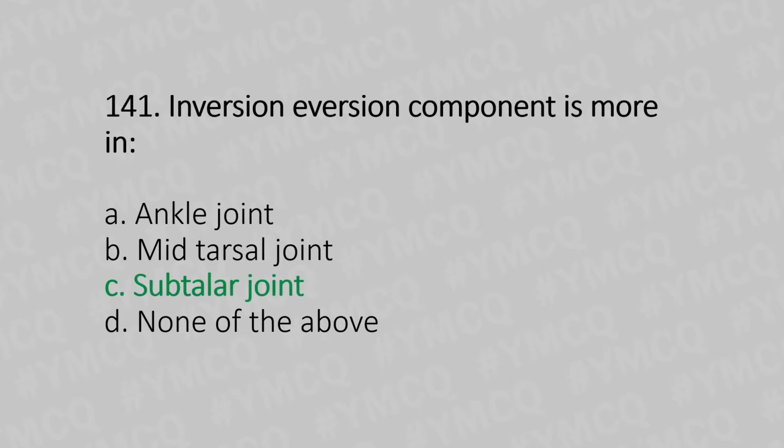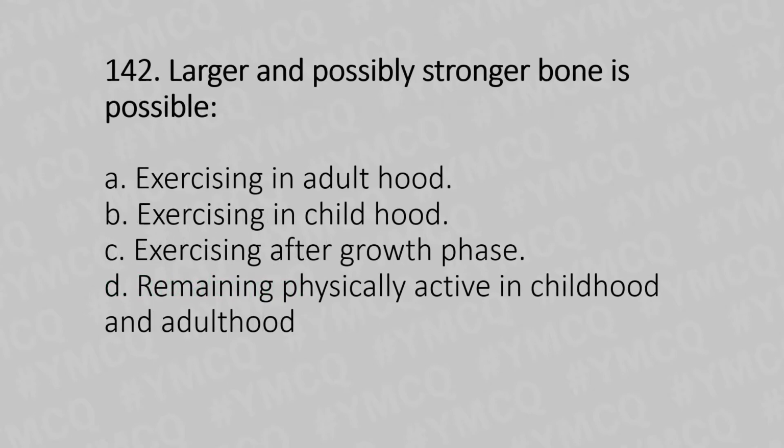Now let's move to question number 142. Large and strong bone is possible by: option A, exercising in adulthood; option B, exercising in childhood; option C, exercising after growth phase; option D, remaining physically active in childhood and adulthood. And the answer is option B, exercising in childhood.